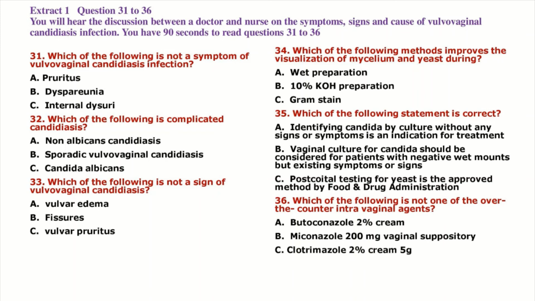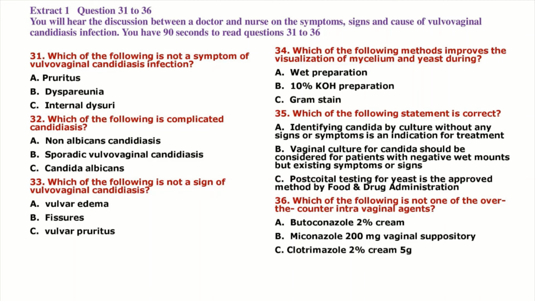Use of 10% KOH preparation in wet preparations improves the visualization of mycelium and yeast by disrupting cellular material that might obstruct the visualization of yeast or pseudo-hyphae. Examination of a wet mount with KOH preparation should be performed for all patients with symptoms or signs of vulvovaginal candidiasis. For patients with negative wet mounts but existing symptoms or signs, vaginal cultures for Candida should be considered. In case Candida cultures cannot be performed, then an empiric treatment can be considered.